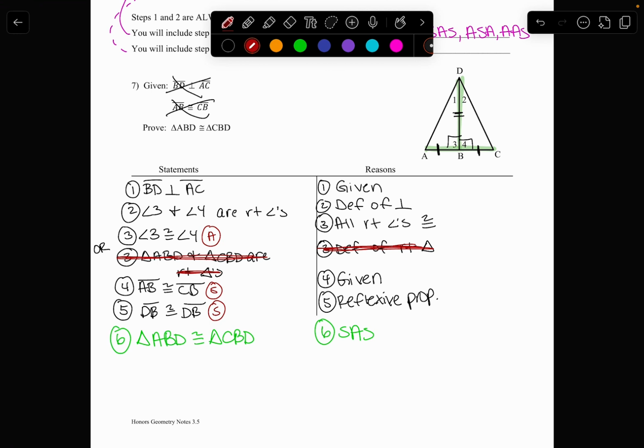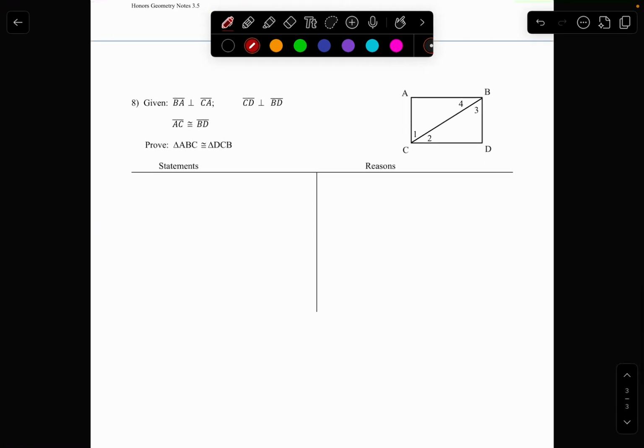It just depends on if we need the right triangle for hypotenuse leg or if we need congruent angles for all of the other methods of congruency. Let's go down to this one right here.